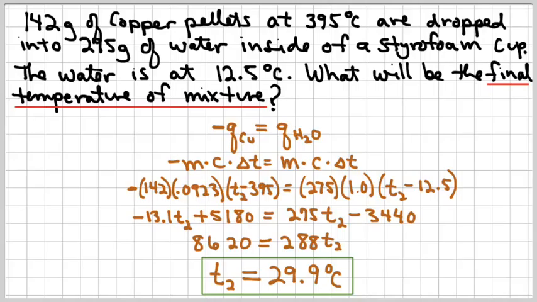I then solve by dividing through by 288, and I got a value of 29.9 degrees centigrade that represents the final temperature of both the water and the copper. A quick check, I know that the temperature had to fall between 12.5 and 395. If your value does not fall between those two values, then obviously you've made a mistake. Often it's going to be an algebraic mistake. Often it's going to be forgetting your negative sign in your original equation.